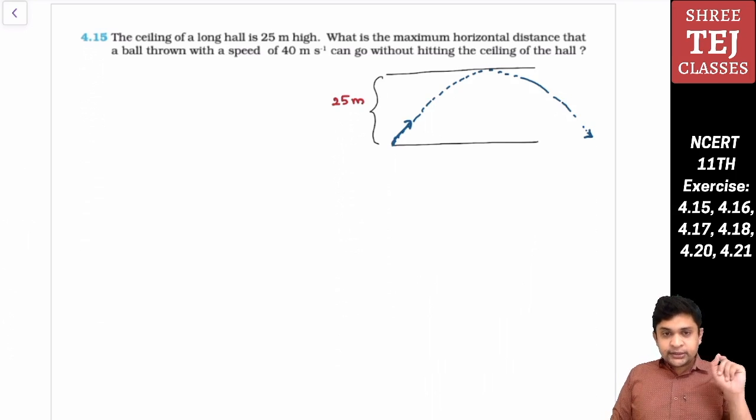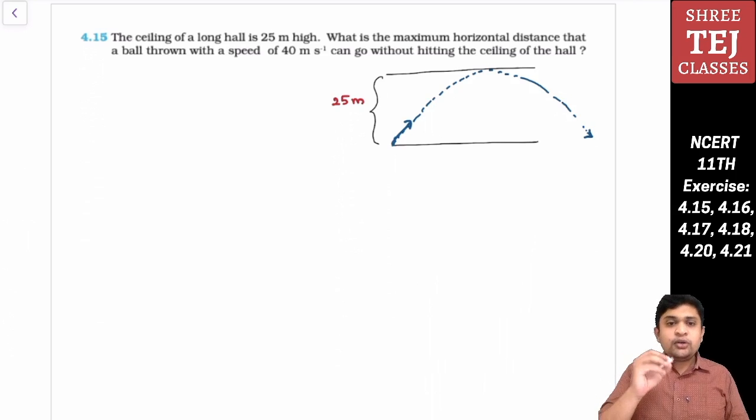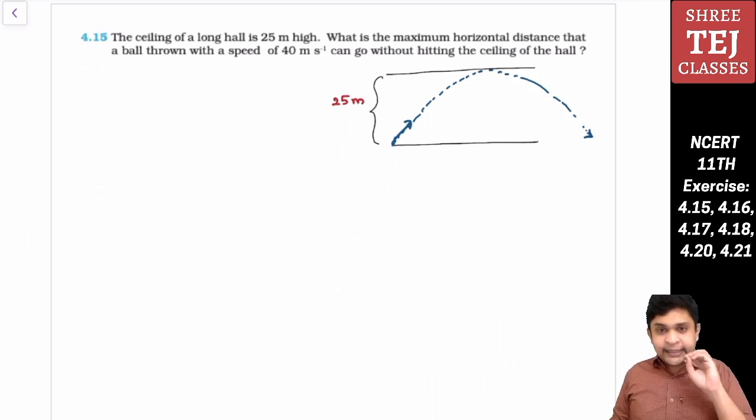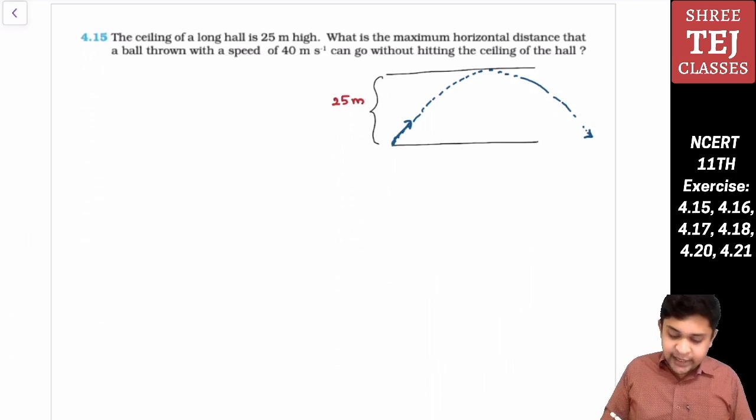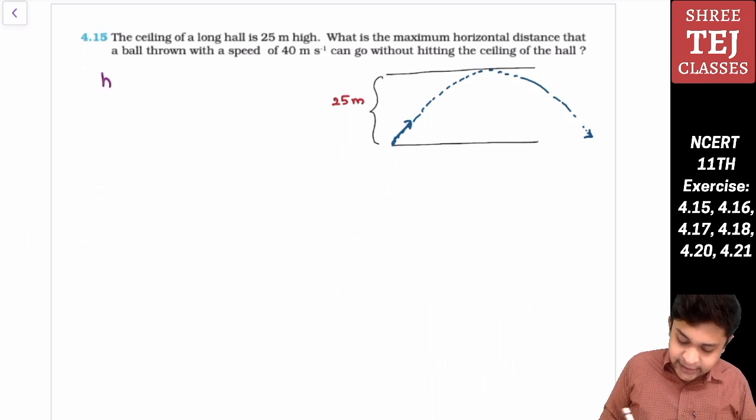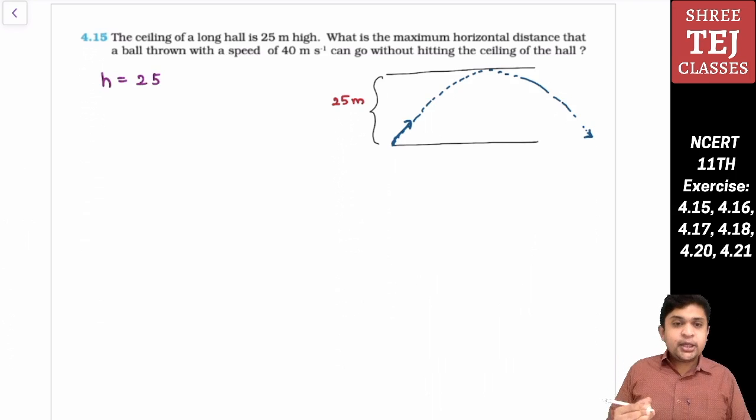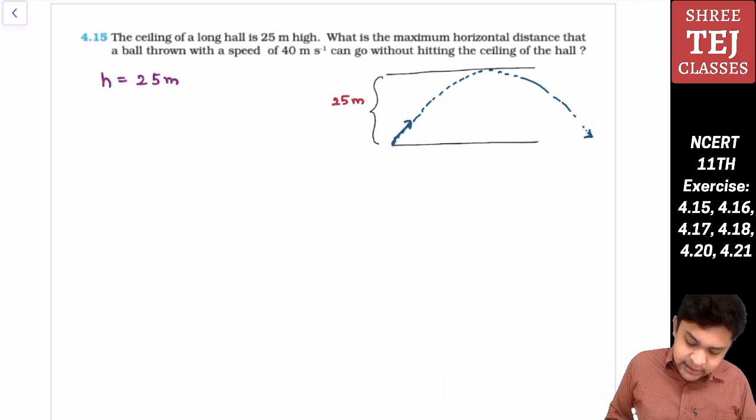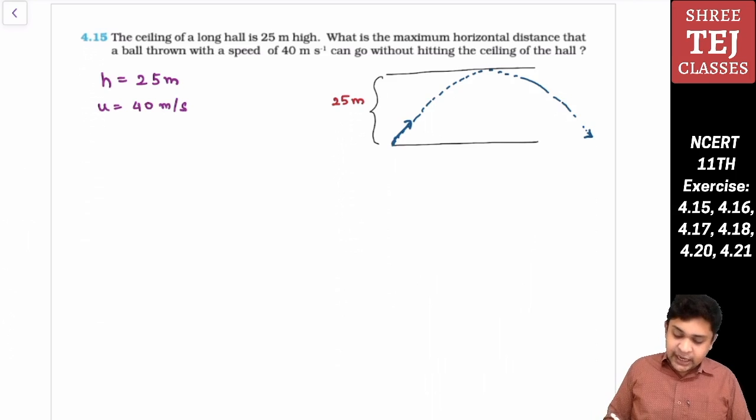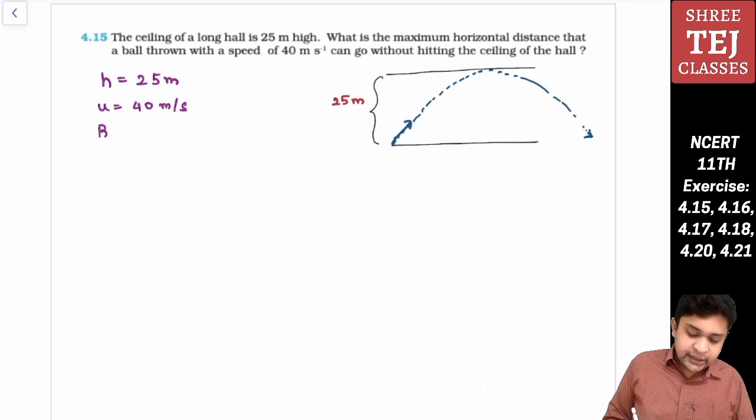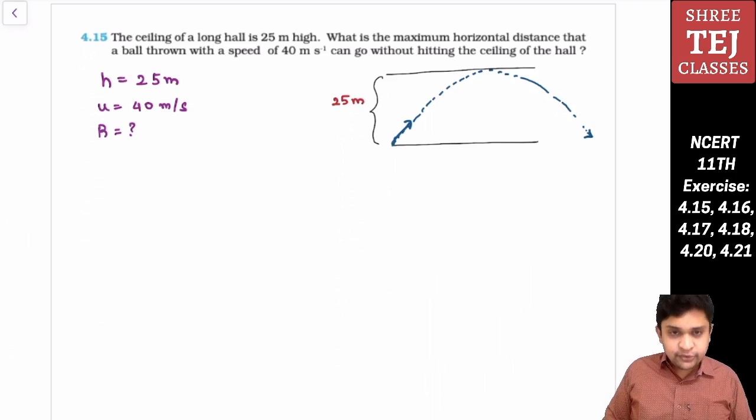Now, if the ball is not hitting the ceiling, then to find the maximum horizontal distance, we will take the case where the ball is just grazing the ceiling. It is not hitting the ceiling, but it is just going under the ceiling. That is, the maximum height reached by the projectile is 25 meters. U given is 40 meter per second, and we have to find the range of the projectile.